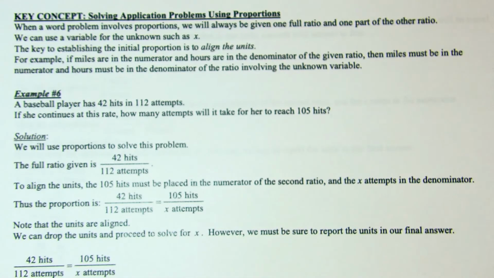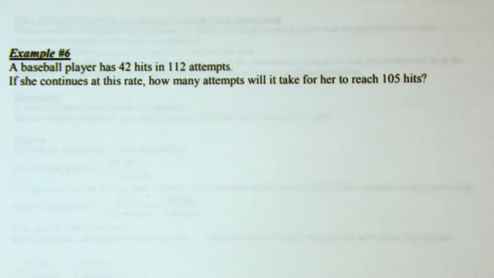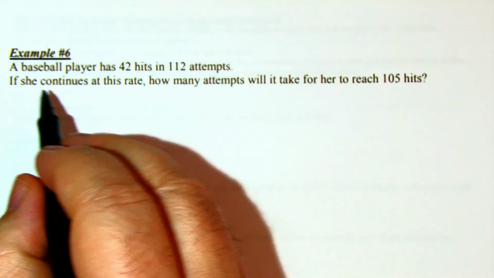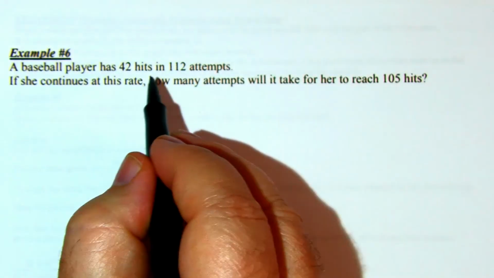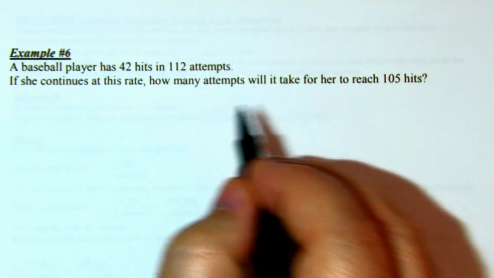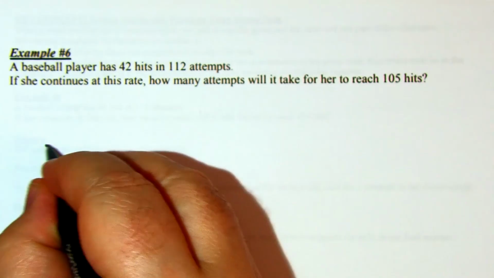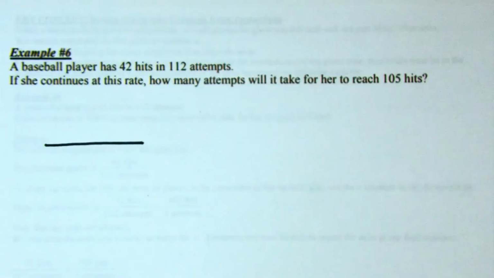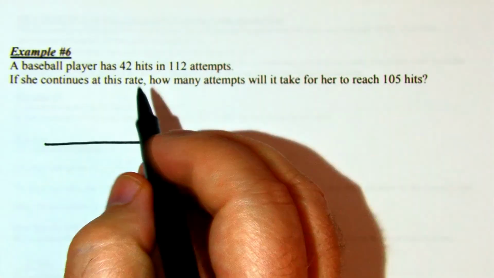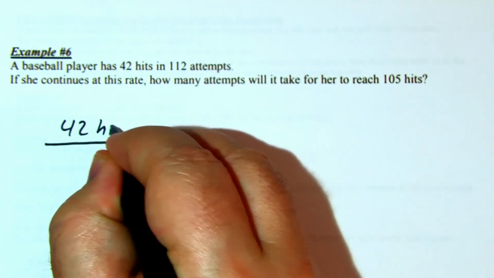How do we make it a little scarier? We go into word problems. Sometimes they're called application problems. The given ratio says a baseball player has 42 hits in 112 attempts. Okay, and it says her. So here she was. She went up to bat 112 times. Out of all of those, she got 42 hits. We need to make a ratio out of that first fact that they give us. And it's customary, because it was 42 hits in 112 attempts, to put the 42 hits up top.